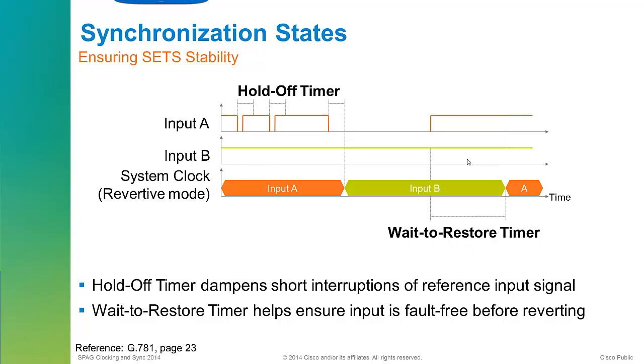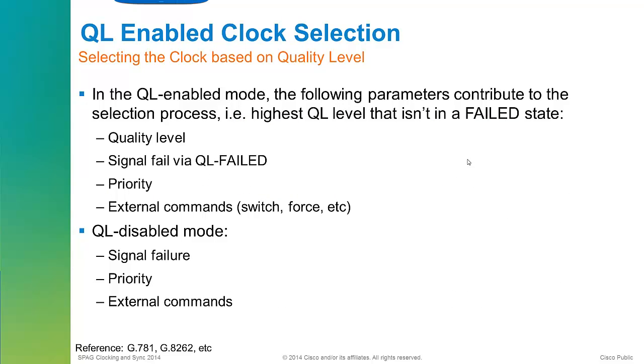And the reason I touch those is because we're going to configure them. The last piece, sort of non-graphical, is what I covered in part 2, which is the QL enabled mode and the QL disabled mode. And this is G781, and it's defined in the standard to basically select your clock based on the quality level of the clock.